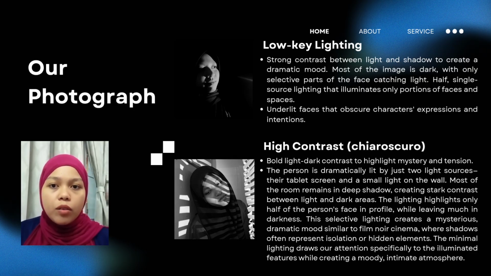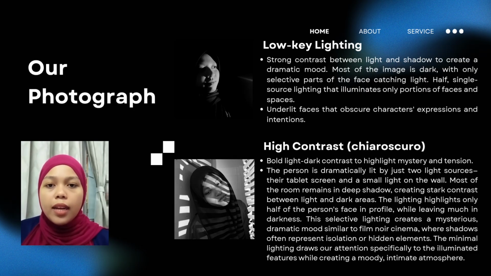Secondly, we use a high contrast chiaroscuro. It shows a bold light-dark contrast to highlight mystery and tension. The person in the picture is dramatically lit by just 2 light sources, from their tablet screen and a small light on the wall. So most of the room remains in deep shadow, creating a contrast between light and dark area.